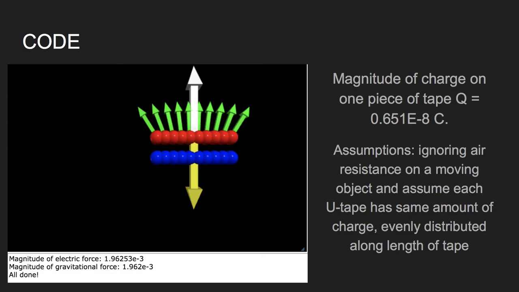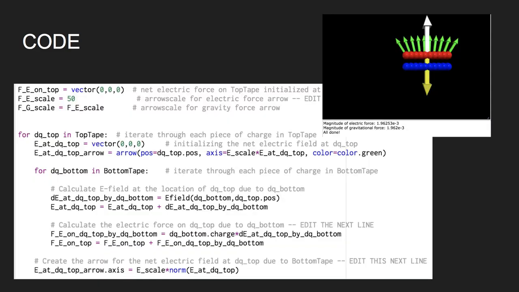And this is with the assumption that you're ignoring air resistance on a moving object and assuming that each tape has the same amount of charge evenly distributed along the length of the tape. And this is just a sample of some of the lines of code showing the electric force and iterating through to find the pieces of charge in each tape.